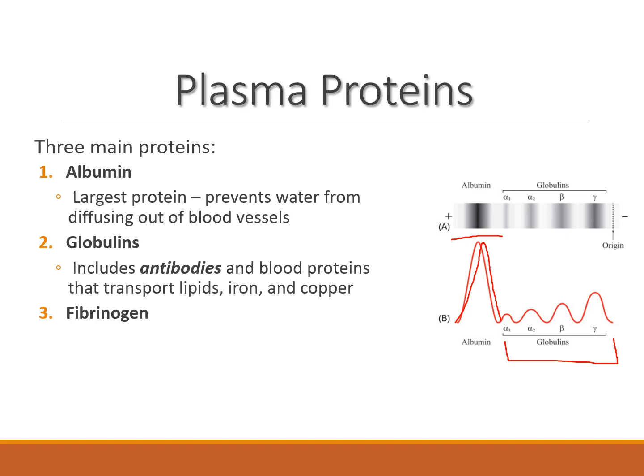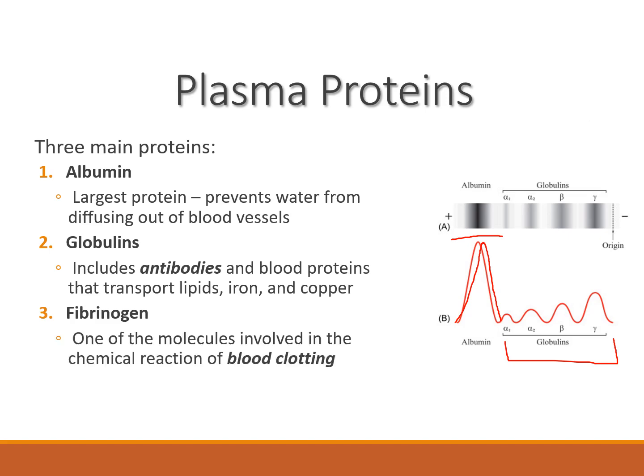Okay. Now the last type of protein is fibrinogen. It's not on our little graph here, but when you think of fibrinogen, think blood clotting. So it's involved in the clotting process of blood, and we'll talk a little bit more about that towards the end of the lecture. But fibrinogen equals clotting.